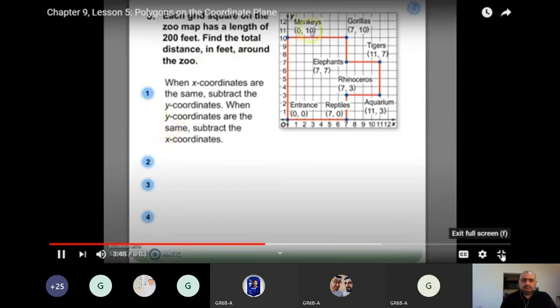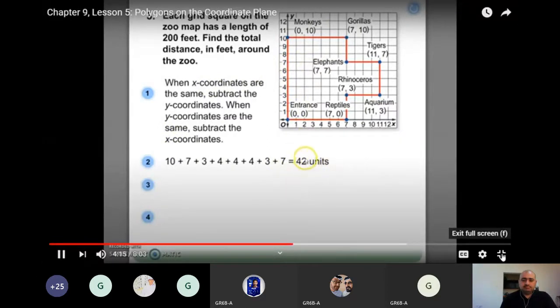We can find the difference between the 10 here and the 0 down here to figure out that this distance right here is 10. You can count over here to find 7 here, 3 here. This distance would be 4, and you can do that for all of them. Once you label all of your sides, you're going to go ahead and add them all up. If you add it correctly, we get 42 units.